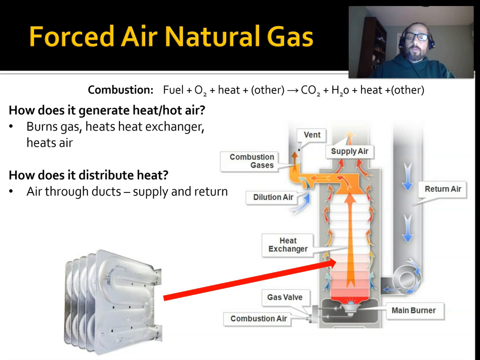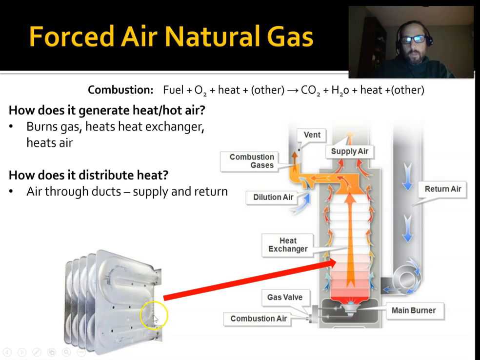Then we have forced air natural gas, which is obviously a forced air system. This is just for heating, and it uses natural gas to heat the building. Pretty simple, conceptually anyway. It's a big metal heat exchanger, probably a couple of feet tall and a foot wide or so. And you can see in here there's a tube.